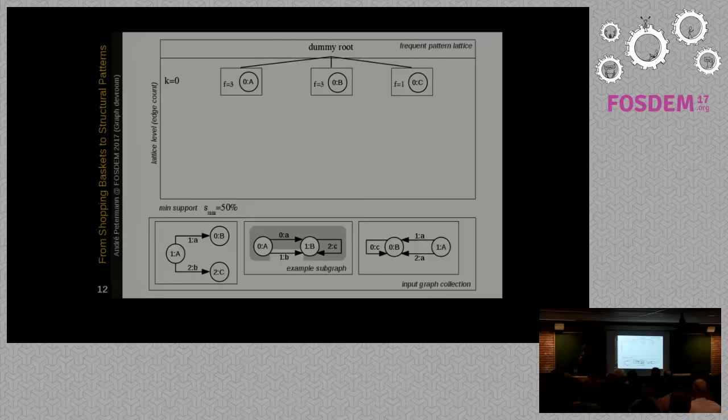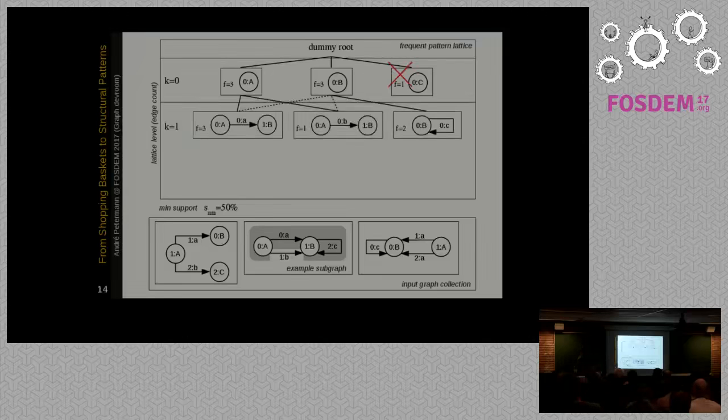The same for B, frequency of 3. We have C, frequency of 1, because it is only contained in this one. And thus we can say, all right, it's not above the threshold of 50%, which would be 2, and thus we can prune it. So now we continue and grow children from that. We have, for example, AAB, ABB, or this loop pattern. They are children of the zero-edge patterns. And we see that this one has a frequency of 3, 1 and 2. 1 is below the threshold, that's why we can prune it.